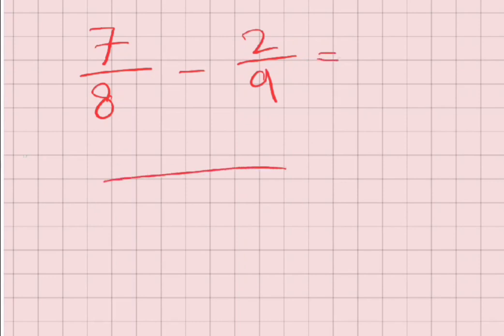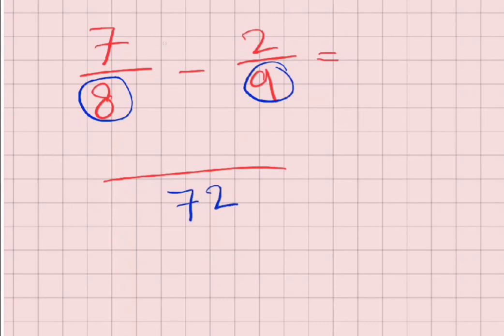Let's try another example. Let's say if we want to subtract 7 over 8 minus 2 over 9. Let's use the same technique. Let's multiply the two denominators, 8 and 9, which is 72.